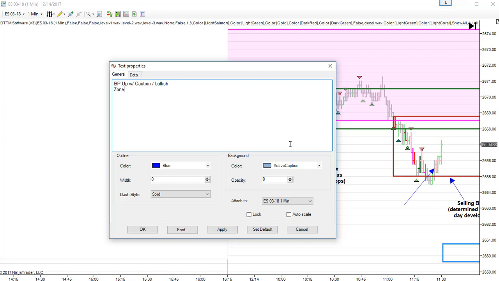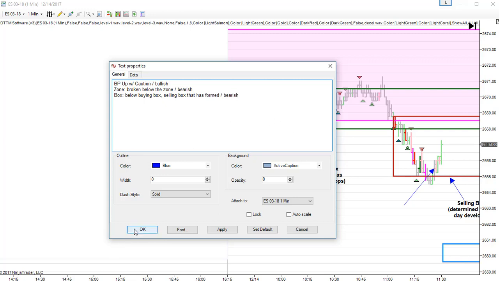Now, on the zone level, we have broken below the zone. That's a bearish indication in isolation. And then on the box level, we are below the buying box. And now we have a selling box that has formed. That is a bearish indication.